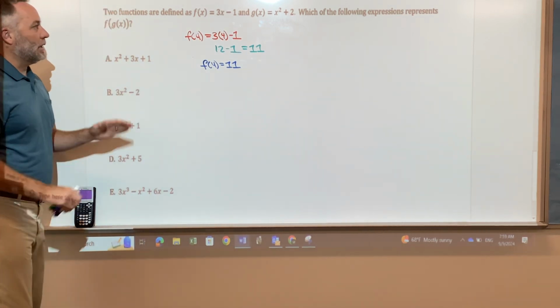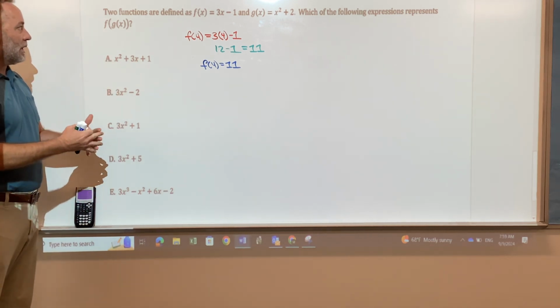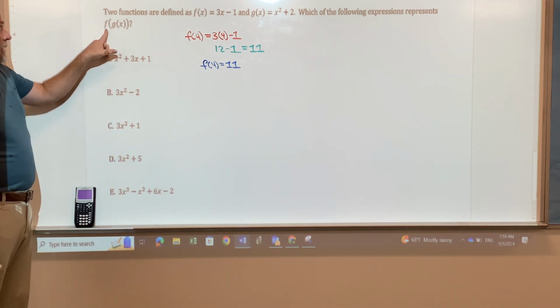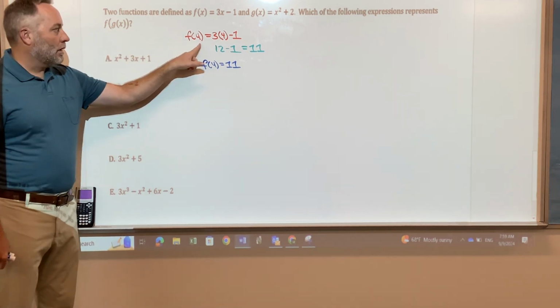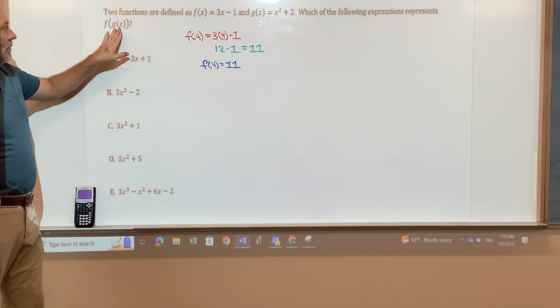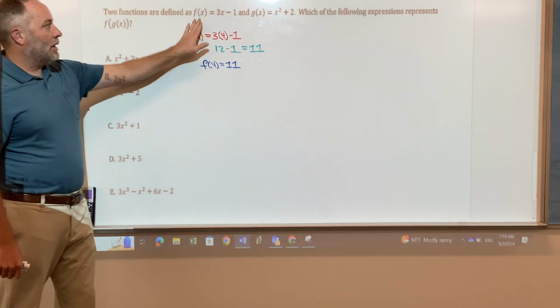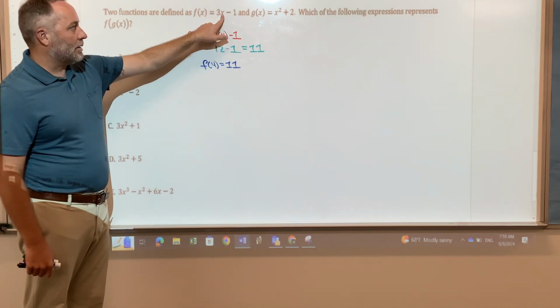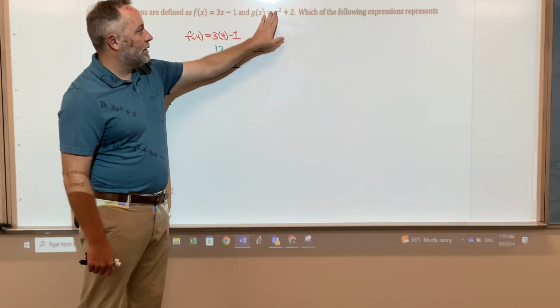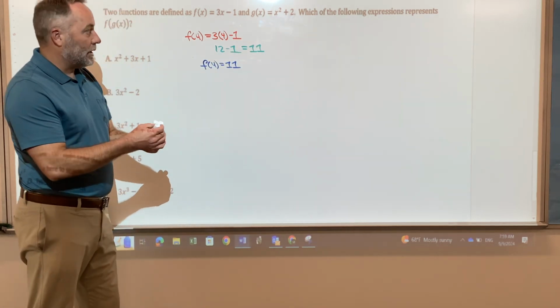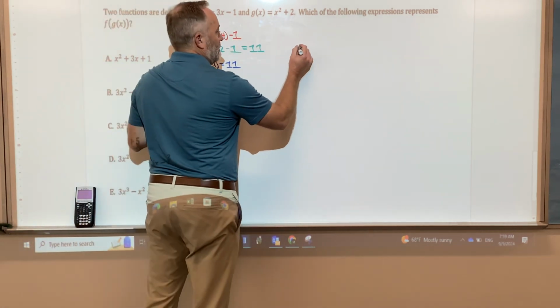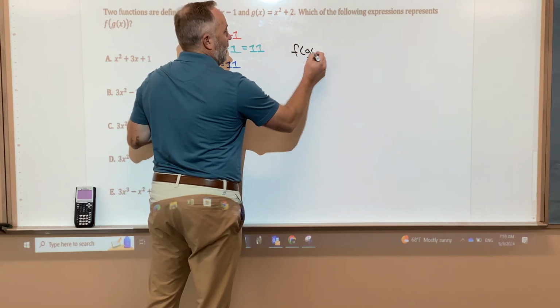But our question is a function composition, meaning bringing two functions together. And so it says f of g of x. Just like it said f of 4 here, we're replacing x with a function g of x. So now, everywhere in f that we see an x, we're going to replace it with g of x, which is x squared plus 2. So let's show that. Let's write it again: f of g of x.